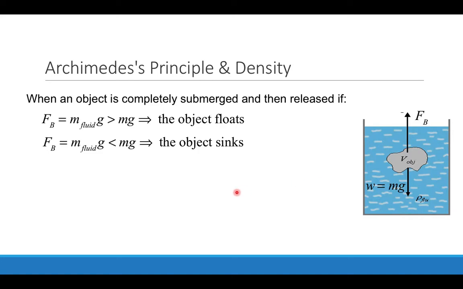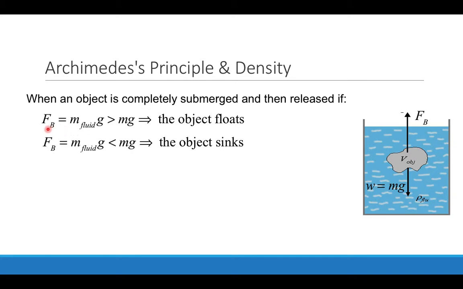So if we go back to Archimedes' principle and we think about an object that's completely submerged and then we release it, we found that if the buoyancy force is greater than the weight of the object, then the object floats to the top, and if the buoyancy force is less than the weight of the object, then it sinks to the bottom. By definition, the buoyancy force is equal to the weight of the fluid that's displaced.